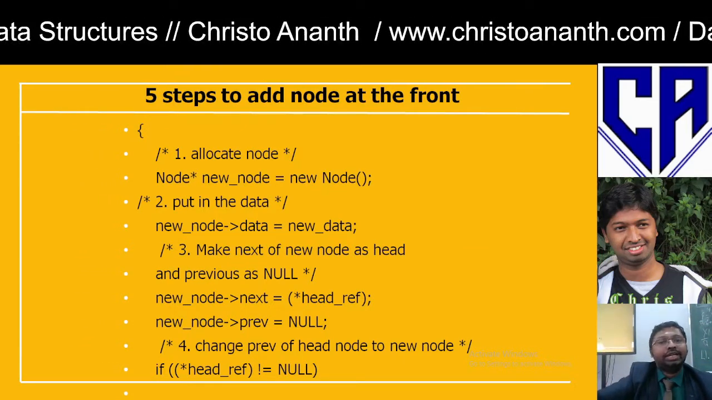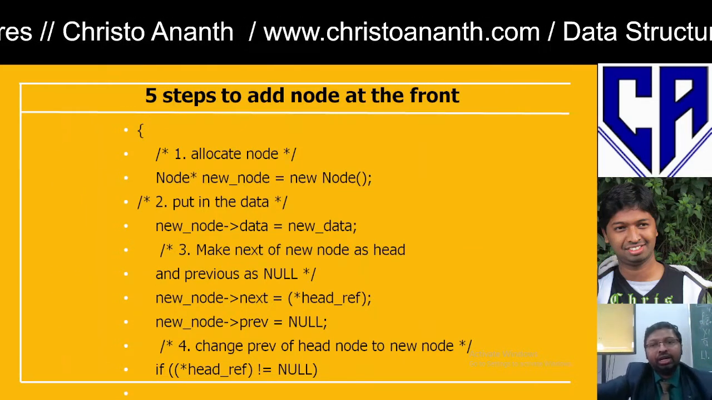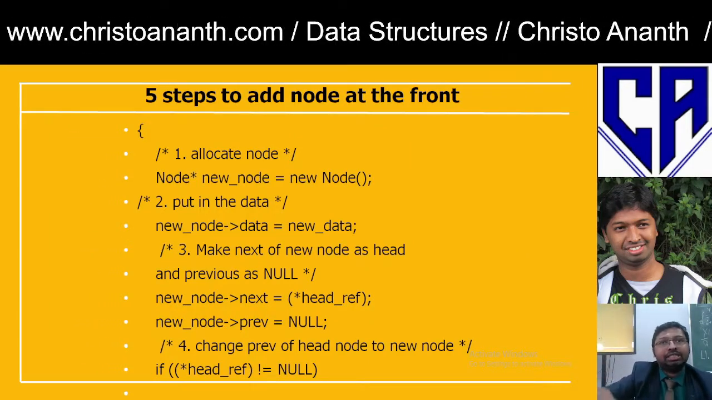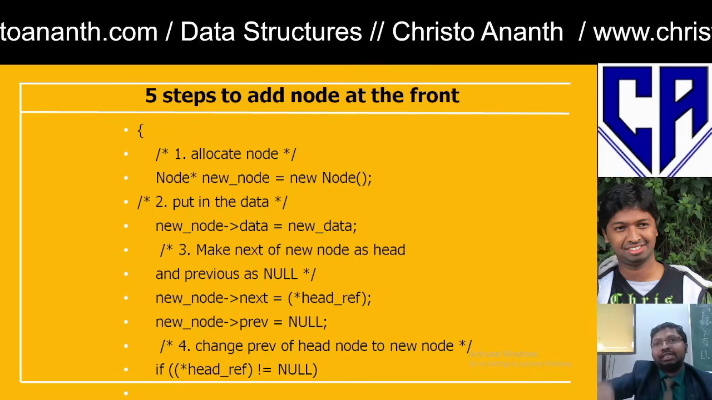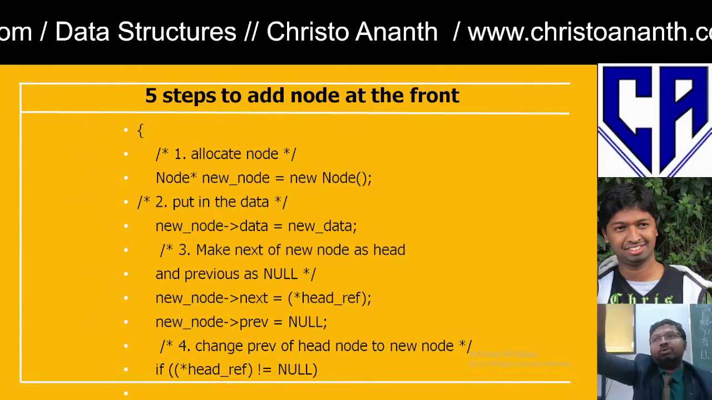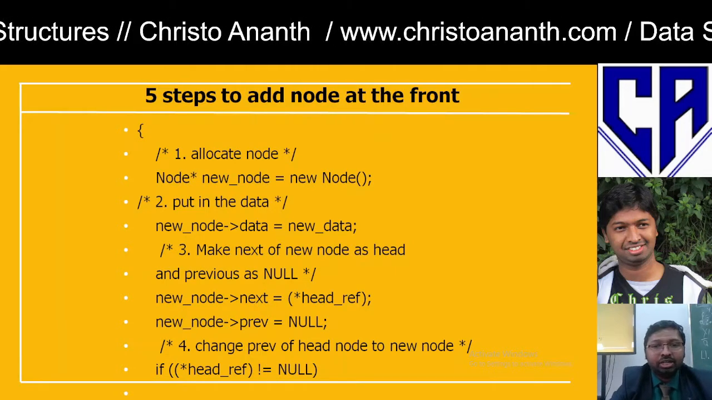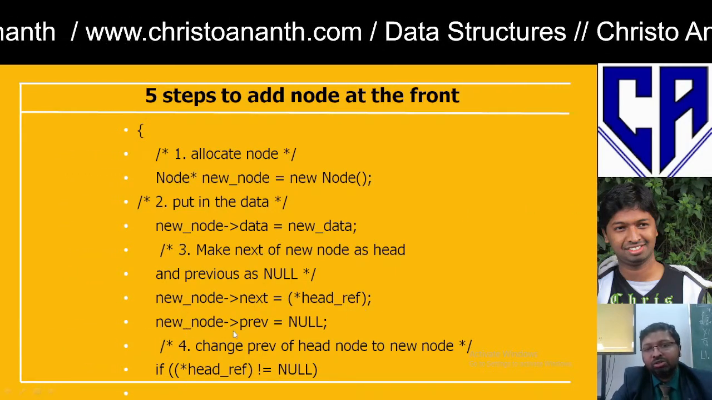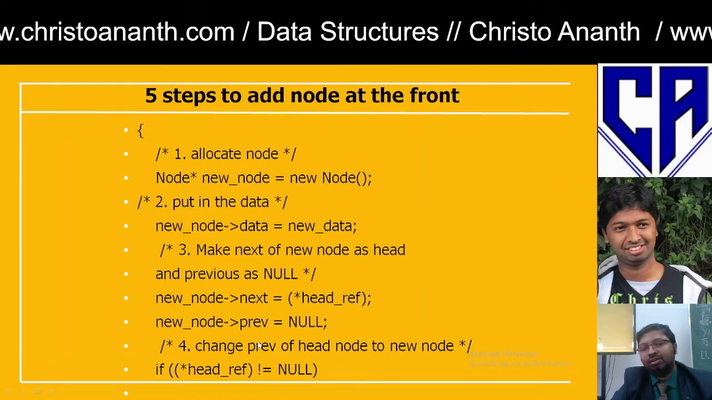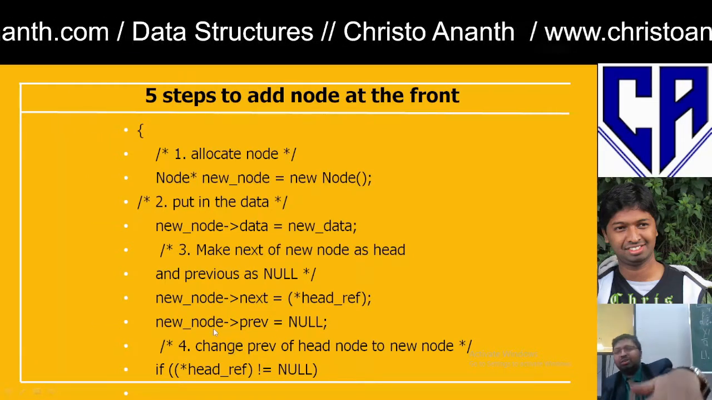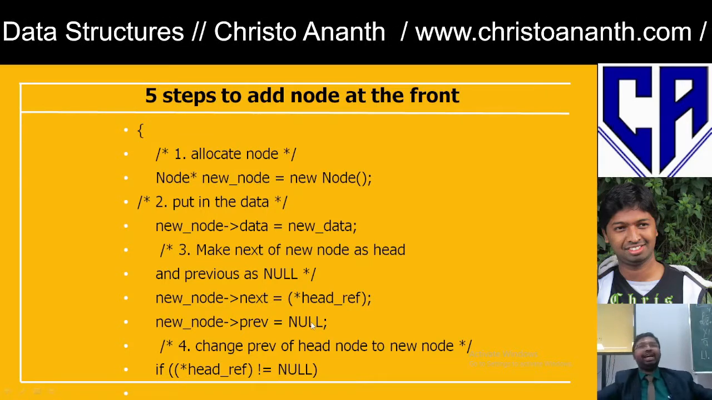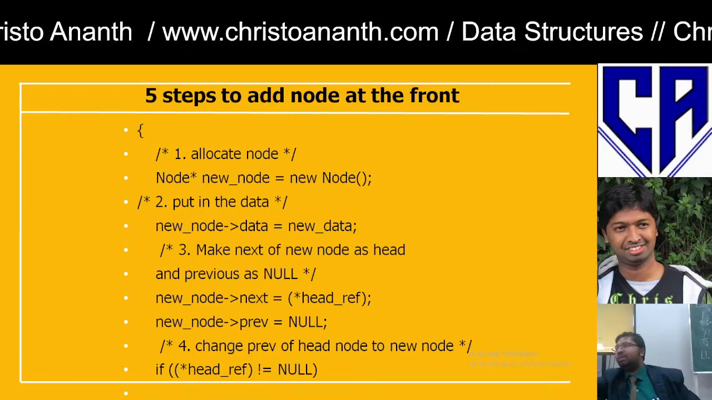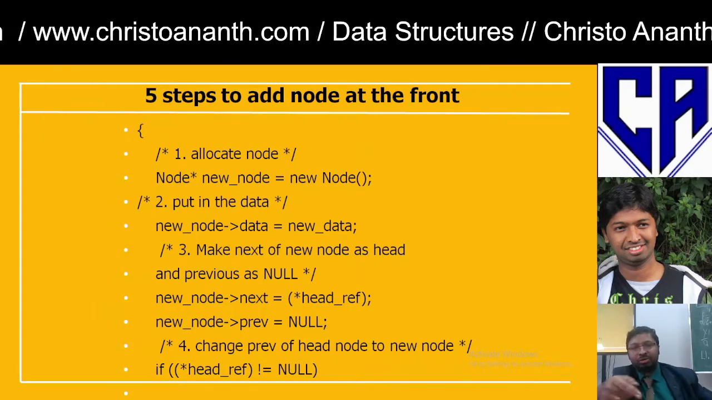So new_node data becomes the new_data, and you are going to make the next of the new node as the head. For example, in this case we made E as the head. In the previous case it was A as the head. So new_node next is equal to head_reference and new_node previous is equal to null. This null is actually the end part. E was pointing to null and D was pointing to null. That's what we are going to do.